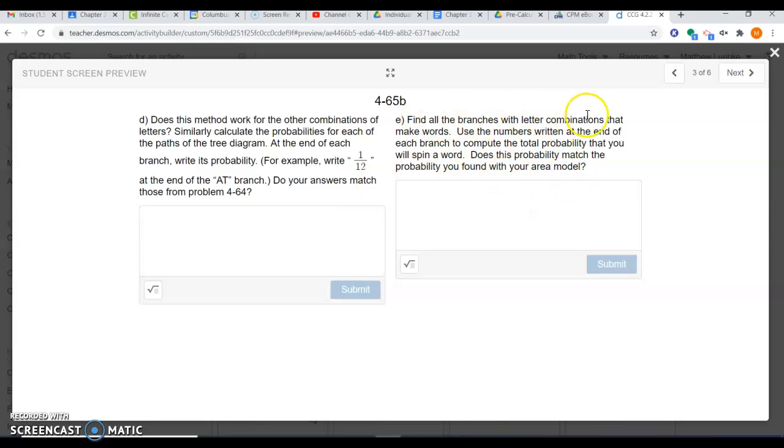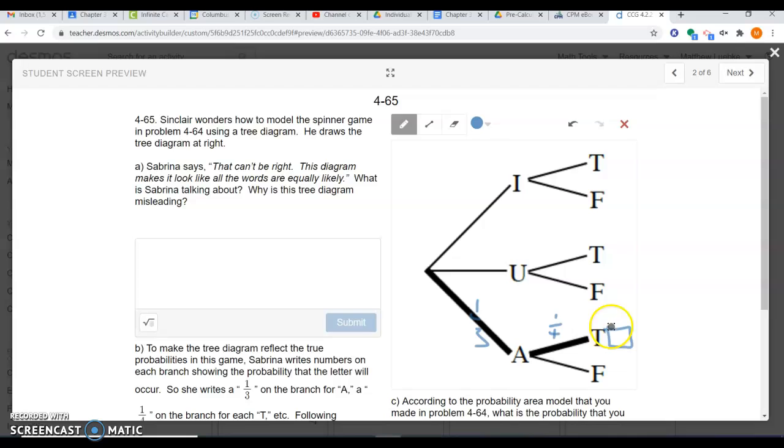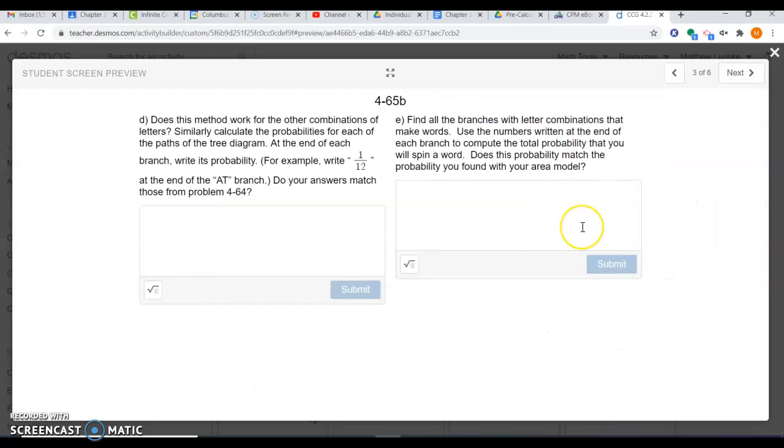Find all the branches with combined letters that make words, and so you again are just going to find the probability of spelling a word. So you want to look at the probability of all the other two-letter English words, combine them and see what my total probability would be, and does it match the total probability you found in your area model.